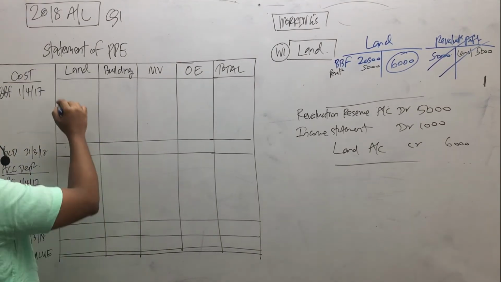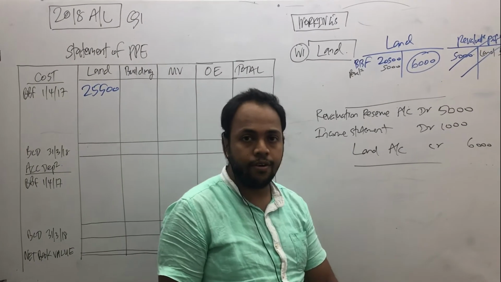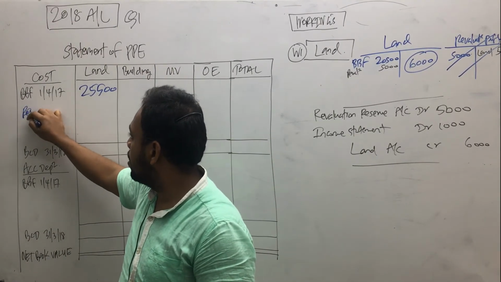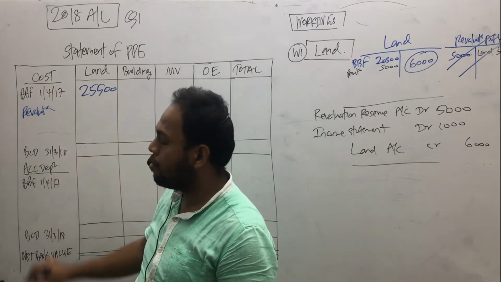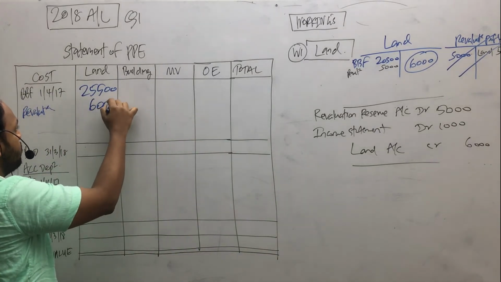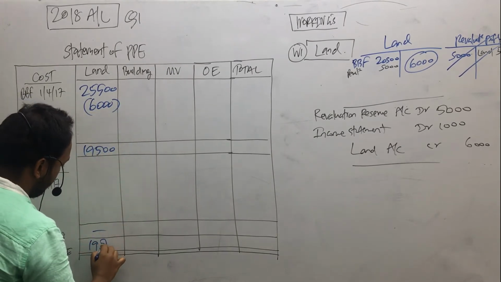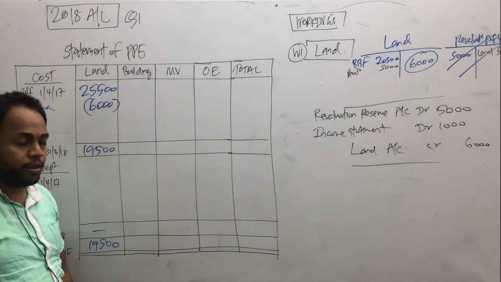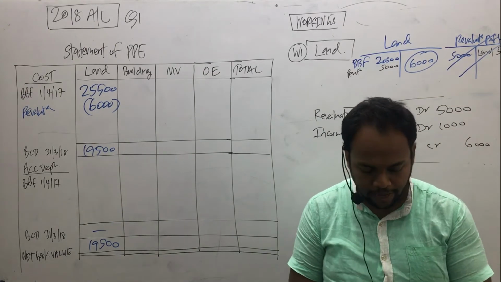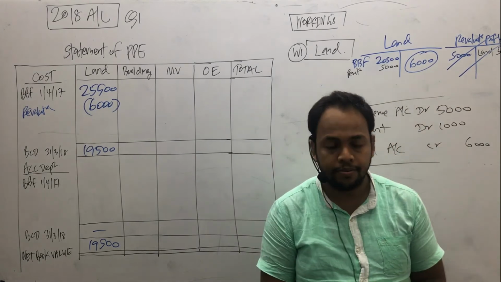And if you are writing it in the statement of PPE, land value was 25,500. Then revaluation loss is 6,000. This is 19,500, and the book value is 19,500. So that covers the land.